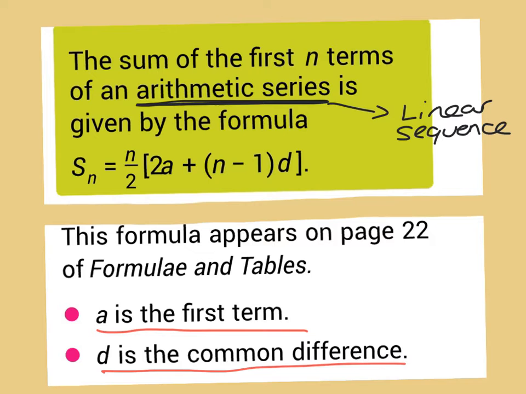This formula appears on the formula tables, where a is the first term of our sequence and d is the common difference. And n is whatever stage of the sequence that it is.